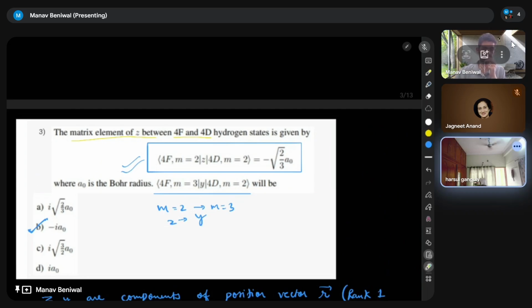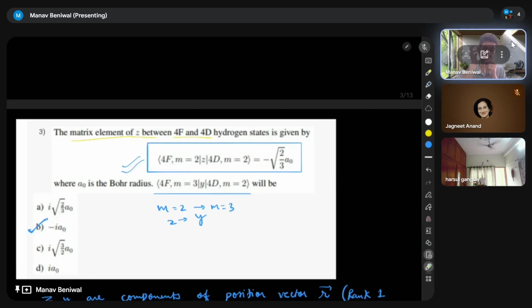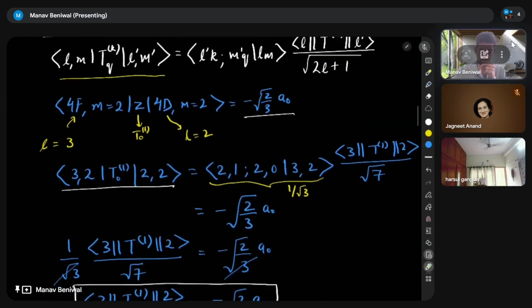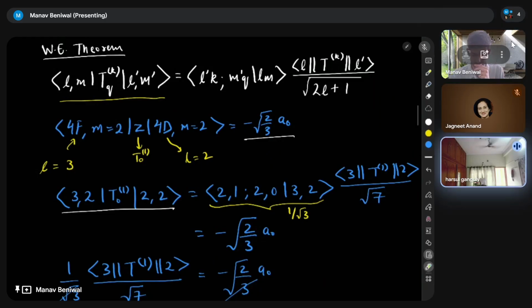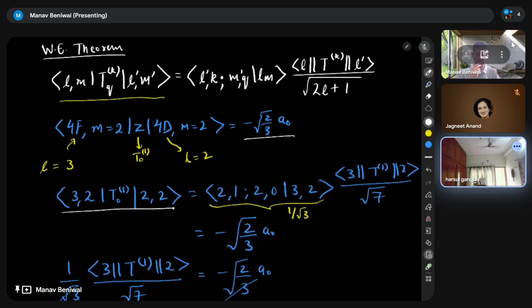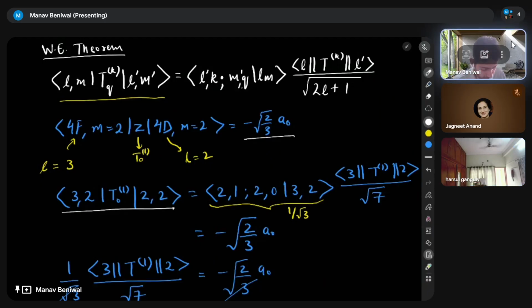I have one doubt. Yes, please. You wrote L dash K comma M dash Q L M in the Wigner-Eckart theorem. So L dash K means are we multiplying the values L dash that is 2 and K value 1, or are we writing them? There will be a comma here, like this. So here, for example, you see I have written 2 comma 1 and then 2 comma 0. So we are not multiplying. I missed a comma here. Sorry.